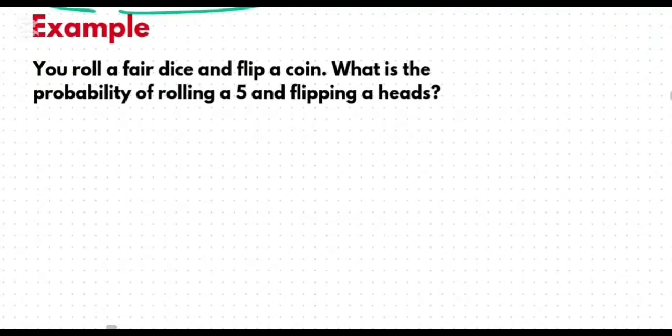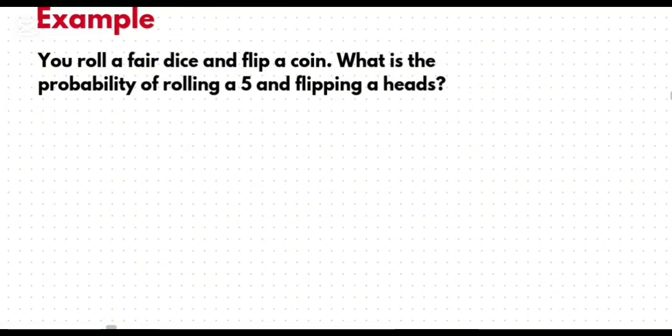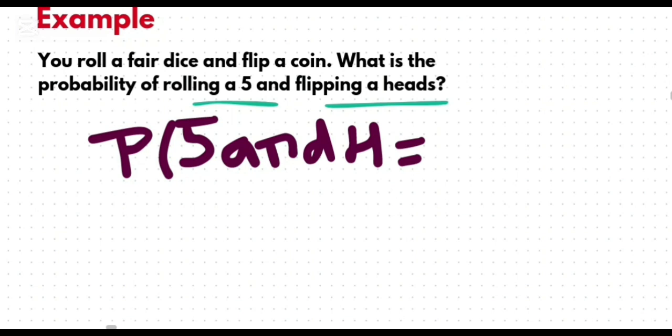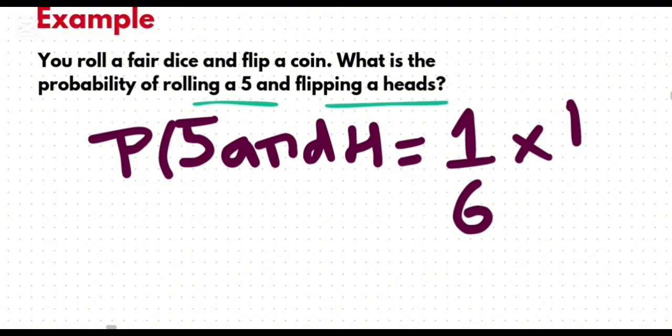You roll a fair dice and flip a coin. What is the probability of rolling a 5 and flipping a head? So after applying the formula, the probability of 5 and heads is equal to 1 by 6 multiplied by 1 by 2.